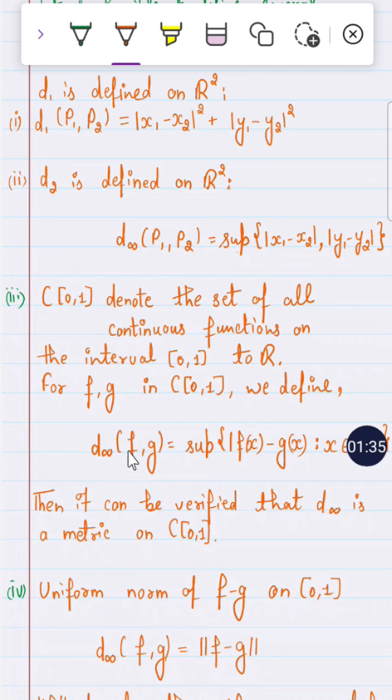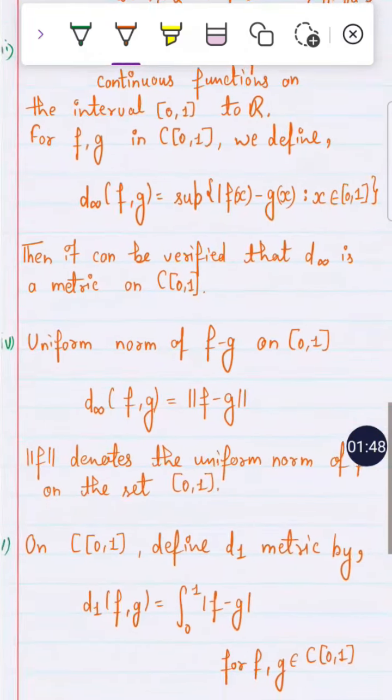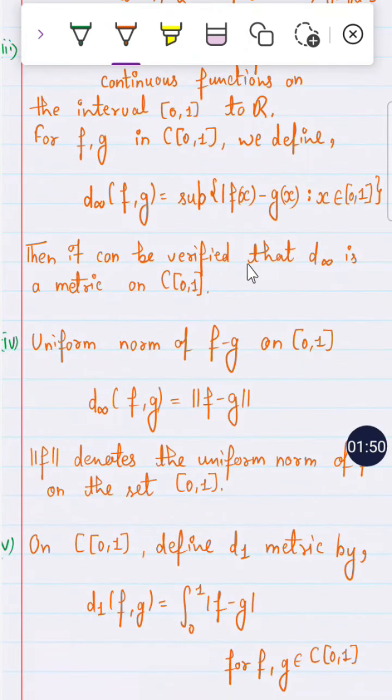Okay, so if you take f, g, then d infinity is equal to the supremum of mod of f(x) minus g(x), such that x is in closed interval 0, 1. Okay, then it can be easily verified that D infinity is a metric on C of closed interval 0, 1. This space is called the continuous functions space.